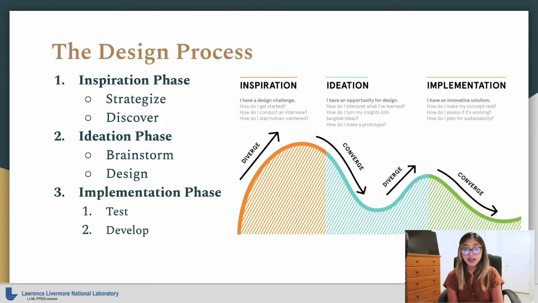And then the last phase is the implementation phase. So this is where you start considering your technical restraints, whether it's your team's tech stack or their skill level, and you work together to bring the solutions to life.